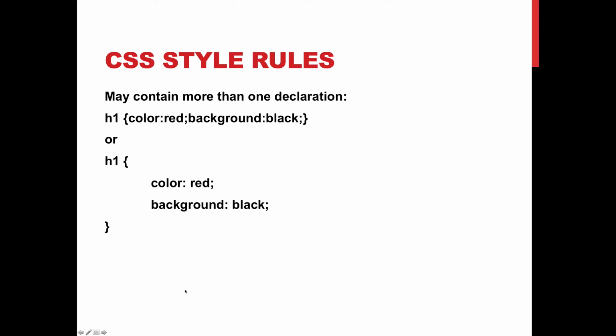Okay, so these curly brackets, though, can contain more than one declaration. So let's say that for all H1s, you wanted them to be colored red, and you wanted their background to be black. Well, you could do that all in one block instead of having to have H1 color red in the bracket, then H1 background black in the bracket. You can have just one big block of code. It's really, really helpful. It cleans it up a lot.